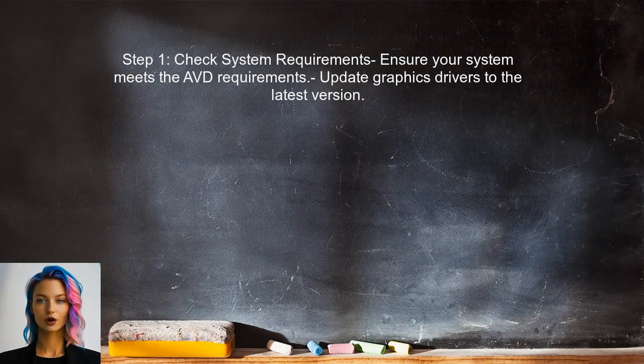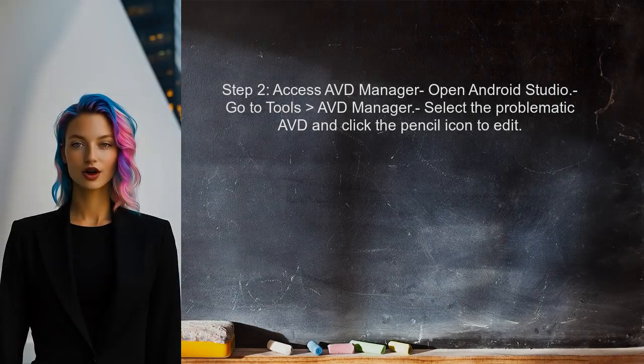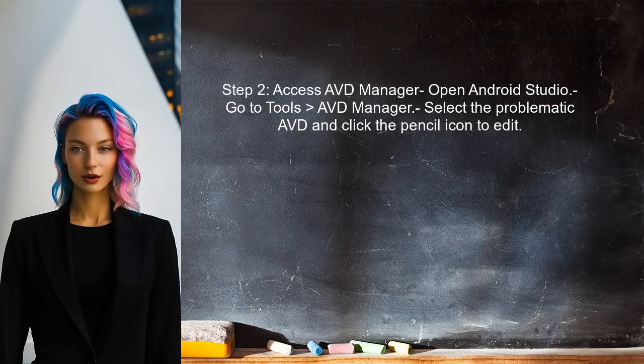To begin resolving the issue with the Android Virtual Device, or AVD, the user should first check the system requirements for running the emulator. This includes ensuring that the graphics drivers are up to date. Next, the user should open Android Studio and navigate to the AVD Manager. Here, they can select the AVD that is having issues and click on the pencil icon to edit its settings.